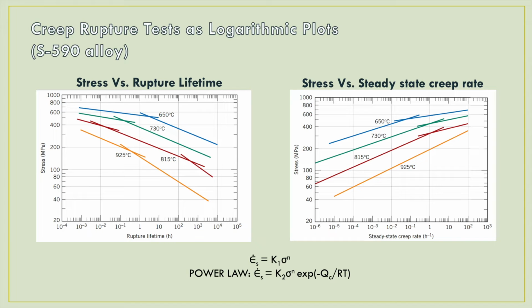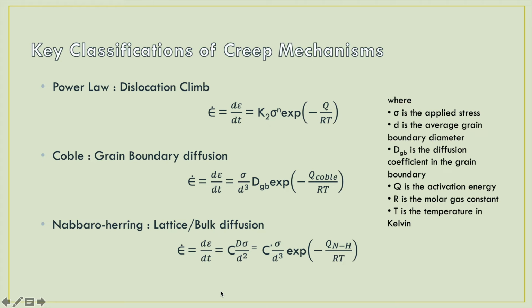The results of creep rupture tests are most commonly presented as the logarithm of stress versus the logarithm of rupture lifetime as seen on the left. From the graph of stress versus steady-state creep rate, a relationship between the parameters has been evaluated to be the following equation. If temperature is involved, then the equation becomes this one, which happens to be the equation for power law.